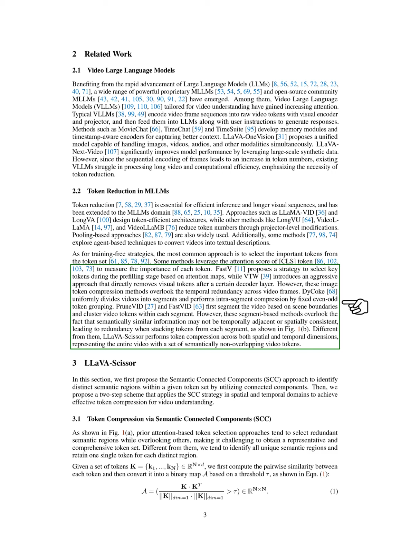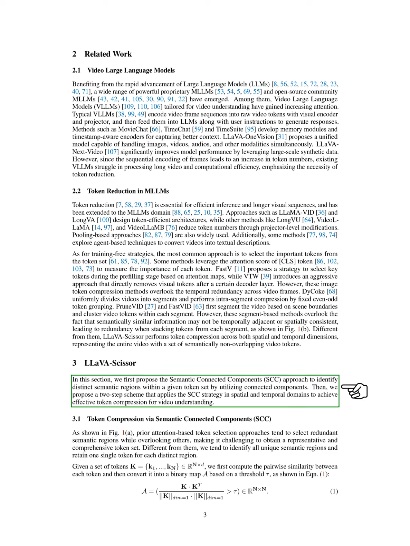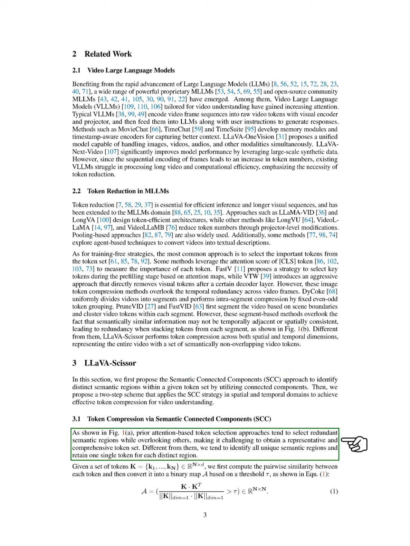Section: LLaVA-Scissor. In this section, we introduce the Semantic Connected Components (SCC) method to identify different semantic areas within a set of tokens by using connected components. We then outline a two-step process that applies the SCC approach in both spatial and temporal contexts to effectively compress tokens for video understanding. For token compression using SCC, we notice that previous methods often select overlapping semantic areas while missing others, which complicates the creation of a representative token set. Our approach aims to identify all unique semantic regions and keep one token for each.